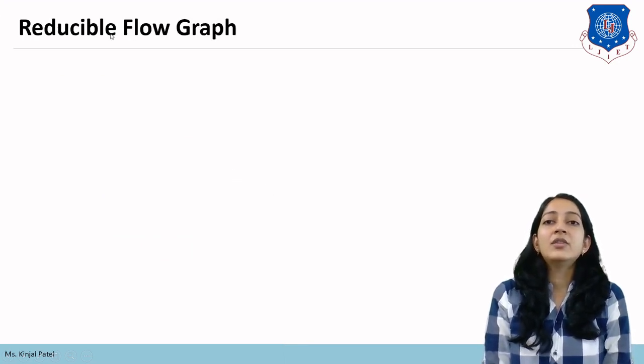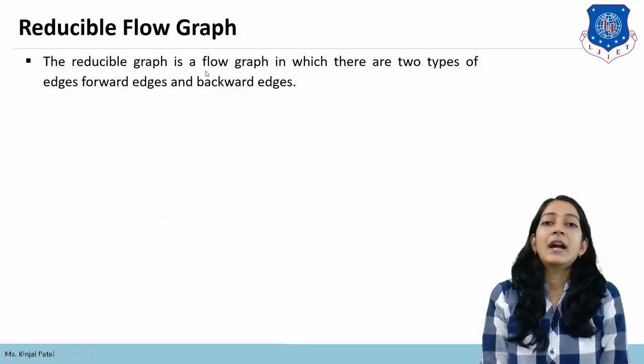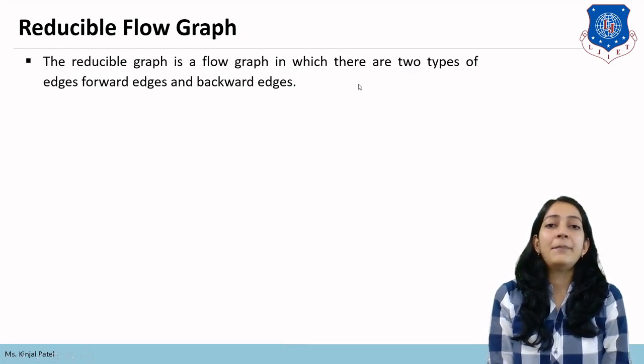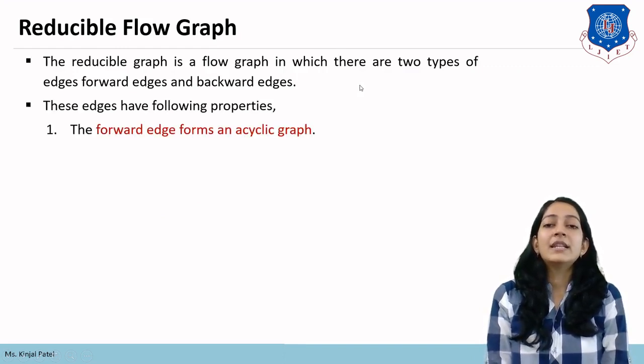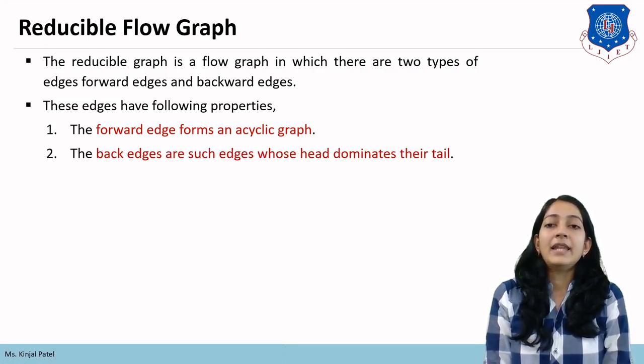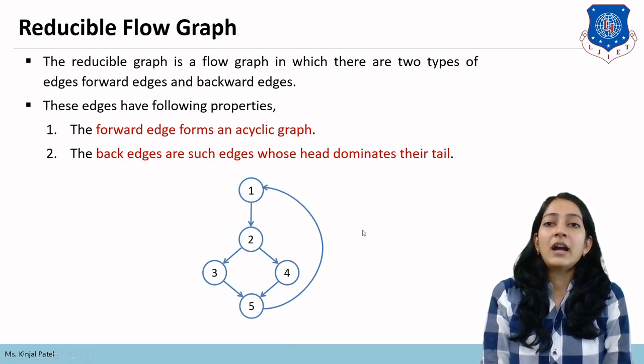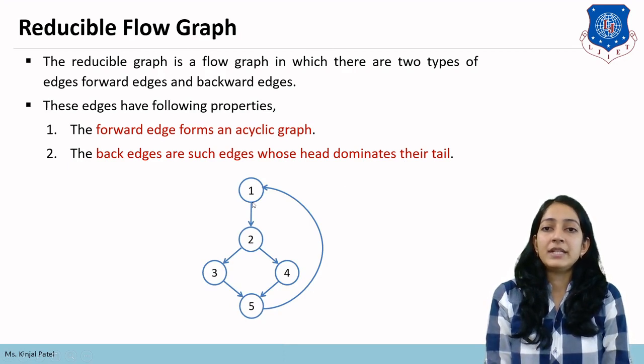Now next is the reducible flow graph. A reducible graph is a flow graph in which there are two types of edges, forward edges and backward edges. These edges have the following properties. The forward edges form an acyclic graph, and the back edges are such edges whose head dominates their tail. So here is a reducible flow graph because there are forward edges and backward edges.